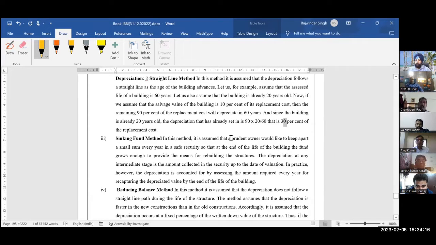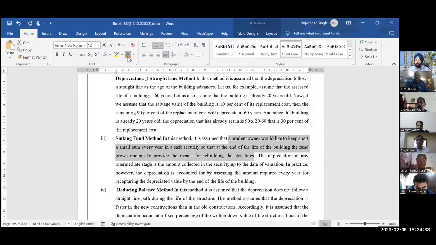And the second method, in the sinking fund method, what do we assume? We assume that the owner would keep apart a small sum every year as security, so that at the end of the life of the building, the fund grows enough to provide means for rebuilding the structure. This is the basic thing of the sinking fund.